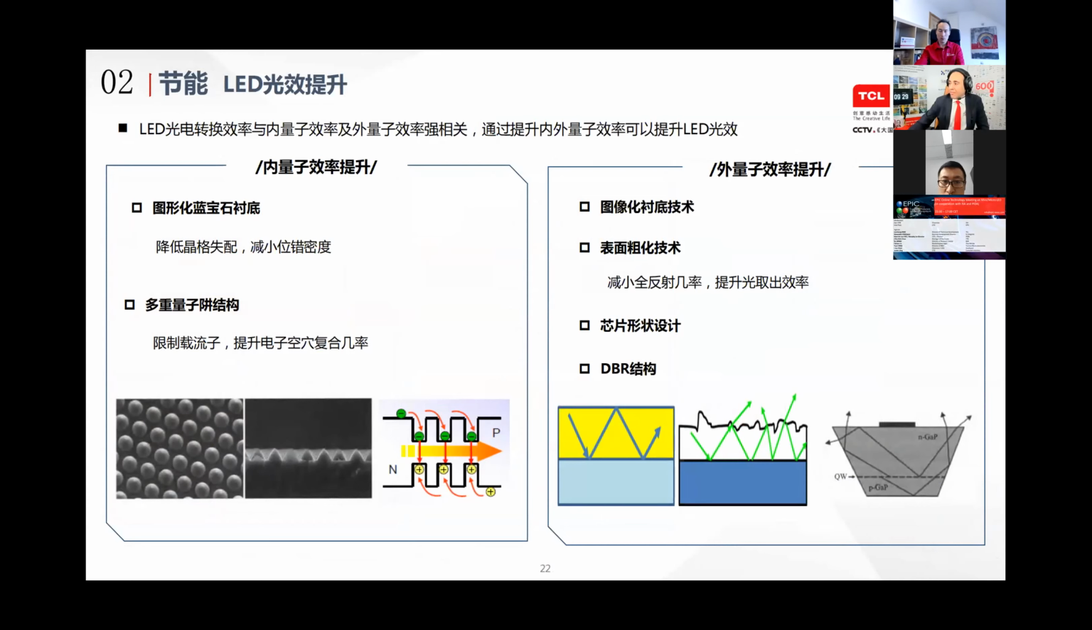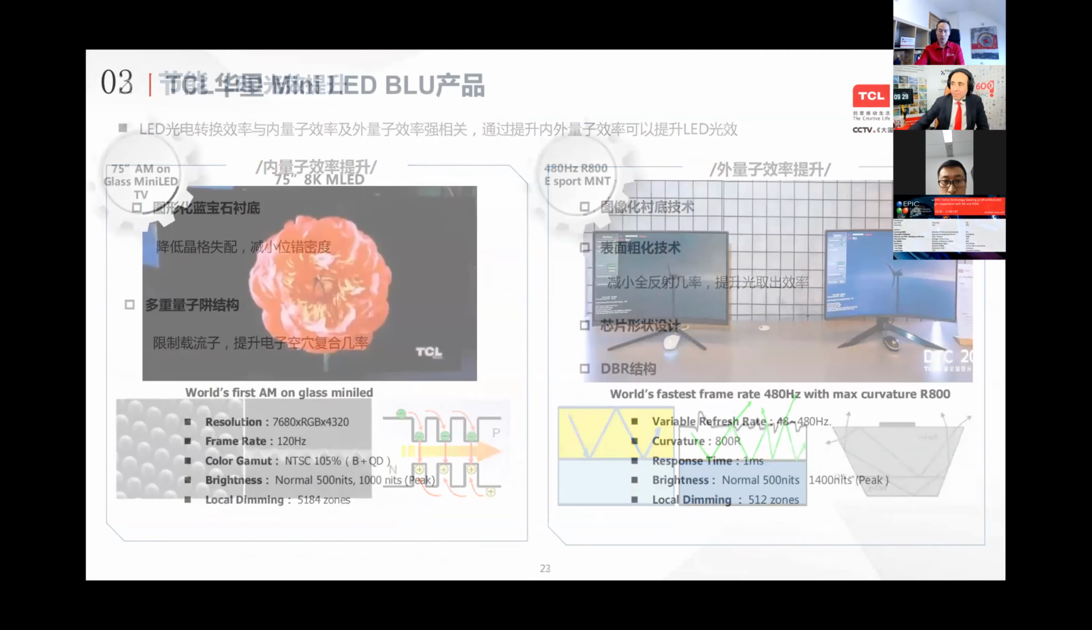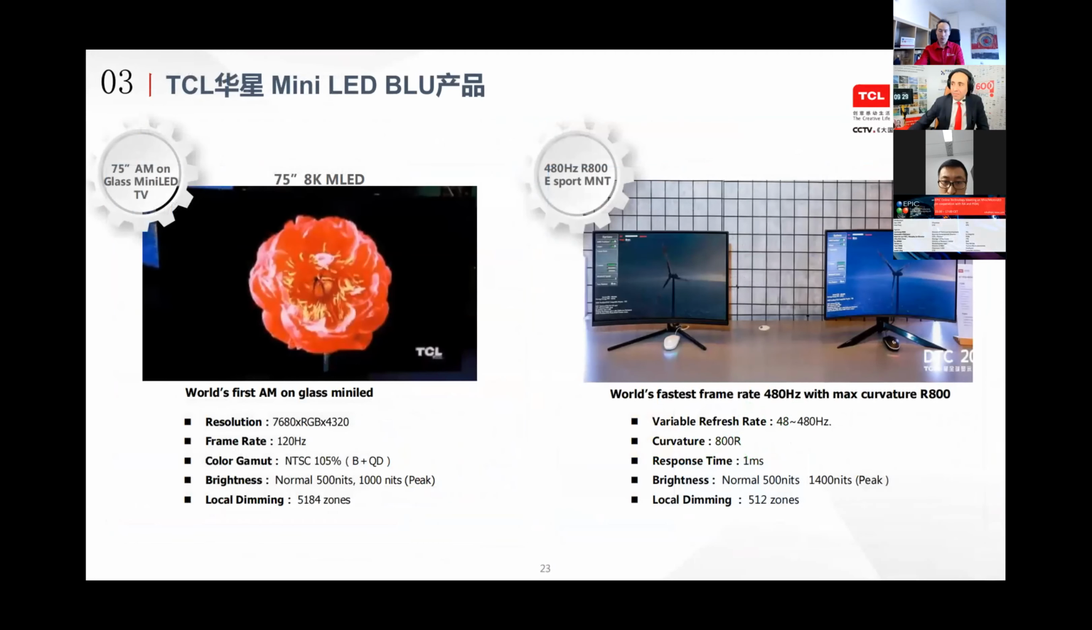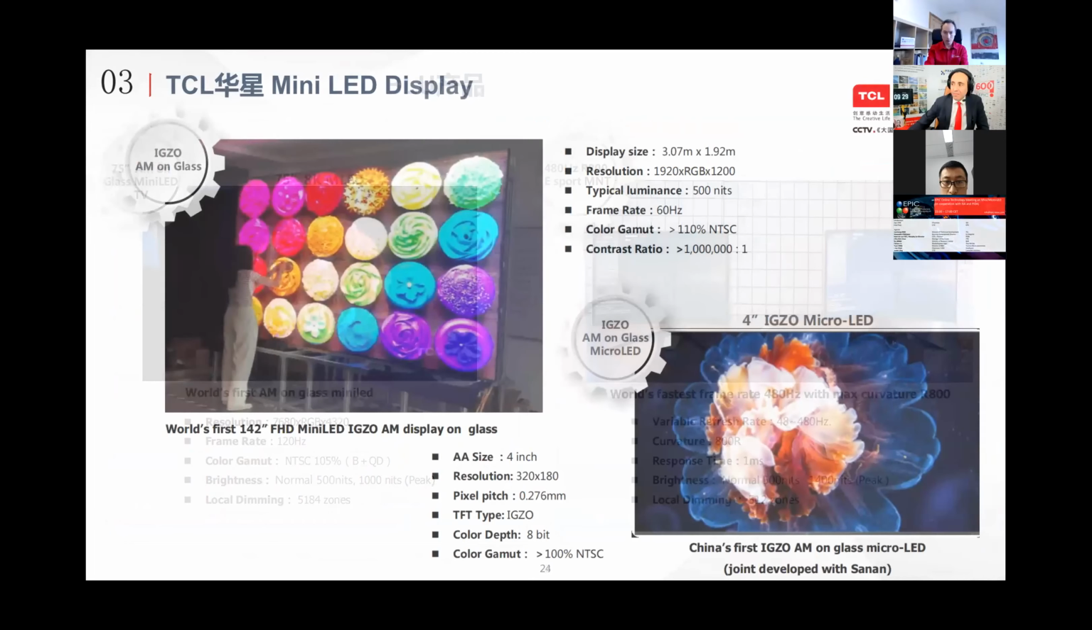And also talking about the IC, I may skip the details. Normally speaking, we're talking about the kind of efficiency improvement for the internal and also the external quantum. And also, very quickly, telling you the China Star's product. The first is backlight product, the 75 inches 8K MLED, and also the eSport MNT. So we are already realizing the productization because this is backlight product, so very quick and also very quickly realized.